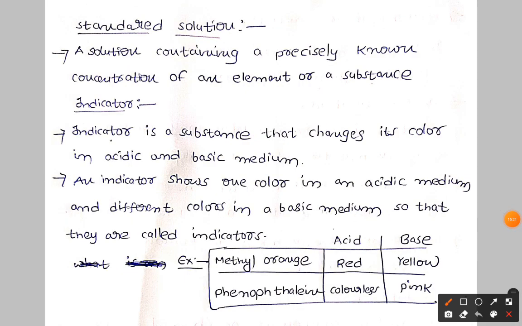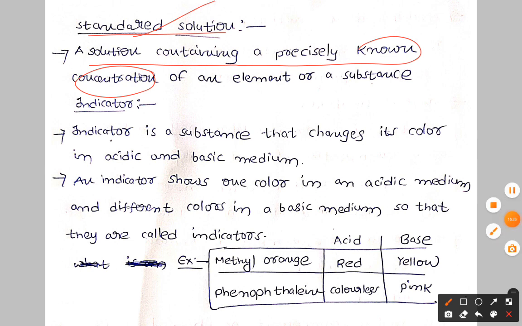Now, what does standard solution mean? A solution whose concentration is known. A solution containing a precisely known concentration, simply a known concentration solution, is called a standard solution. So in our experiment in the lab, we are taking 0.1 molar HCl. So in our experiment this is the standard solution.